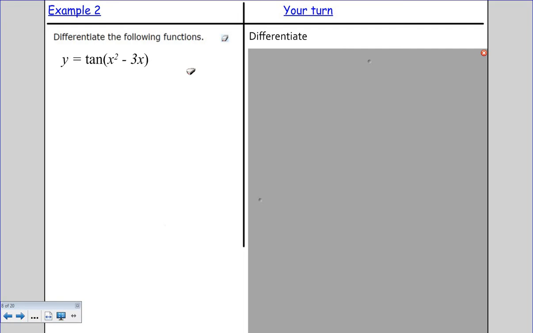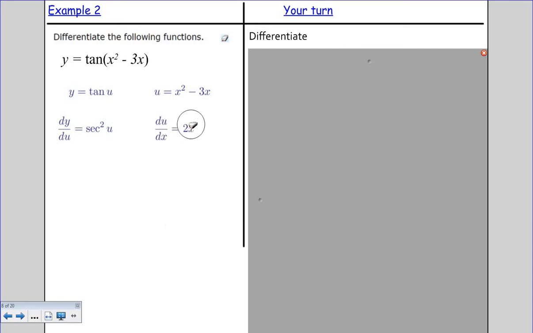Here's a slightly trickier one. Again, we see the bit in brackets. We're going to set that to be our u, so u is x squared minus 3x. That means that y is going to be tan of u. If I differentiate tan, from my formula sheet or by memory, I get sec squared. So it's with respect to u, so we just have sec squared u.